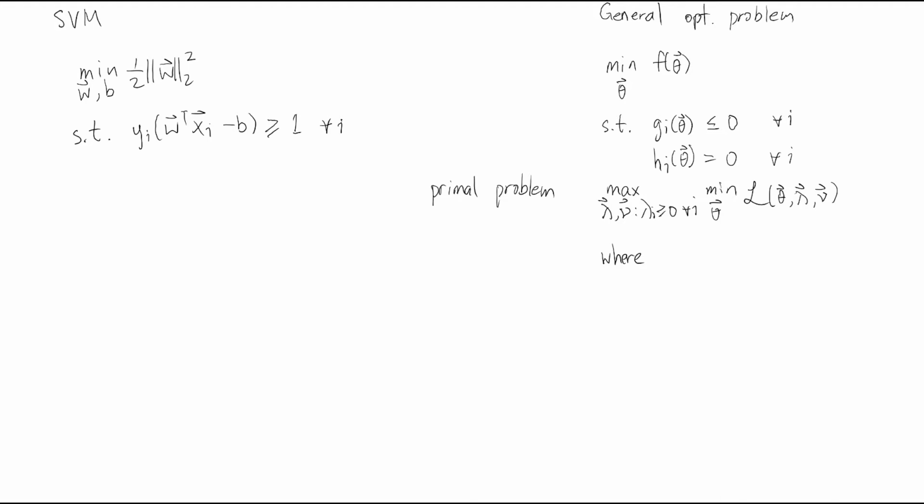And then we should write down the generalized Lagrangian. Remember, the generalized Lagrangian looks kind of like the original objective, except that we add penalty terms to it. So this is the original objective, f of theta, plus, let's say we have k inequality constraints and L equality constraints, the sum from i equals 1 to k of lambda i times gi of theta, plus the sum from i equals 1 to L of nu i times hi of theta.